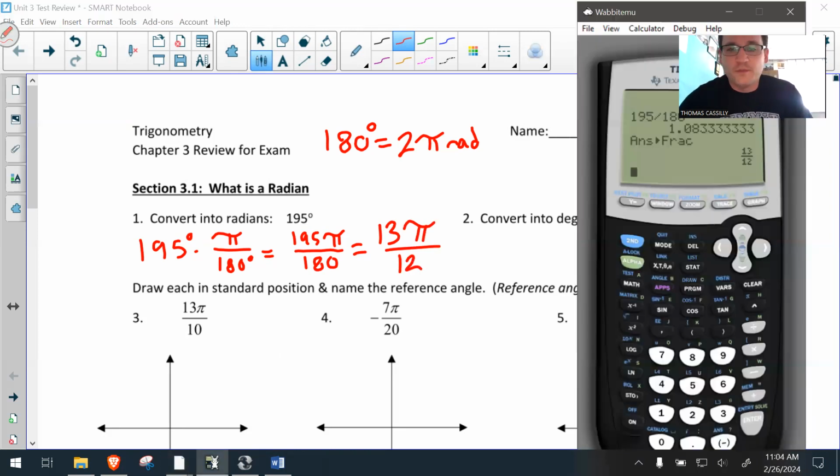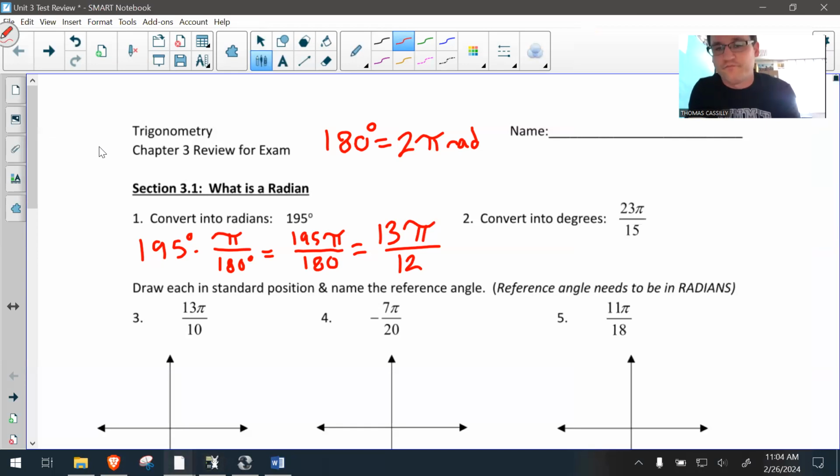Another way to make fractions, you press alpha, the green button, and then y equals, the very top left button. You see this top one, it's n/d, that's numerator, denominator. Just go 195 on top, 180 on bottom. Press enter, and it'll get you the same thing, 13/12. So that's how you can reduce your fractions here.